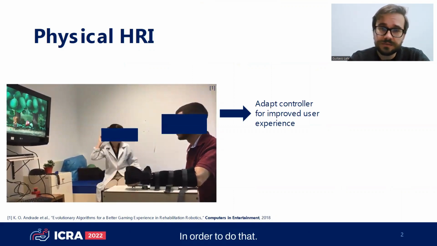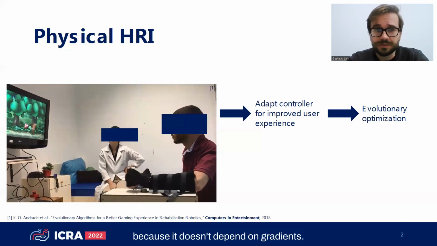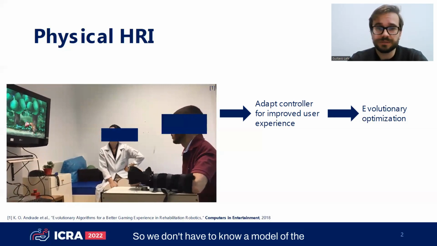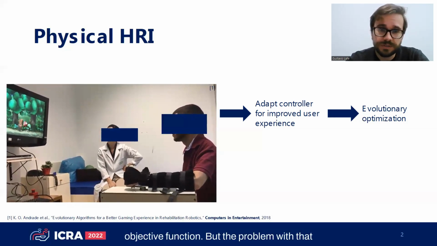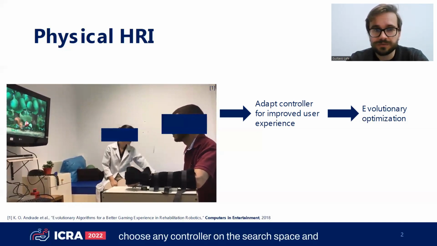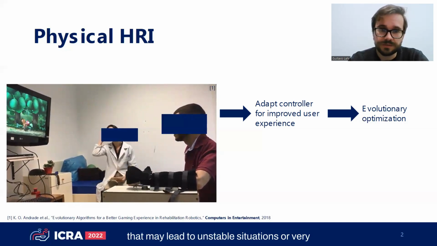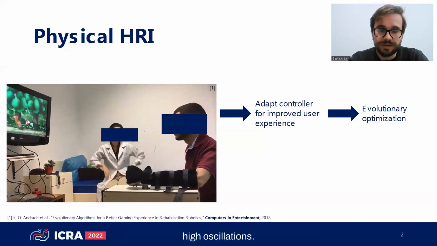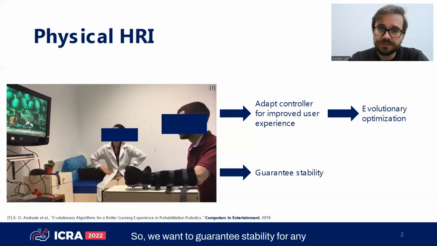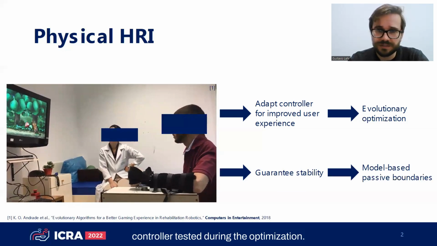In order to do that, we chose to use evolutionary optimization because it doesn't depend on gradients, so we don't have to know a model of the objective function. But the problem is that the algorithm may choose any controller in the search space, and that may lead to unstable situations or very high oscillations. So we want to guarantee stability for any controller tested during the optimization.